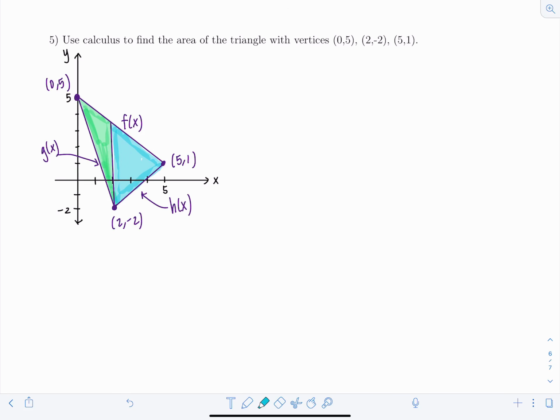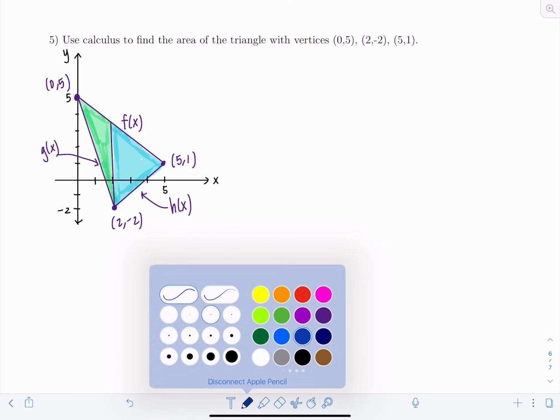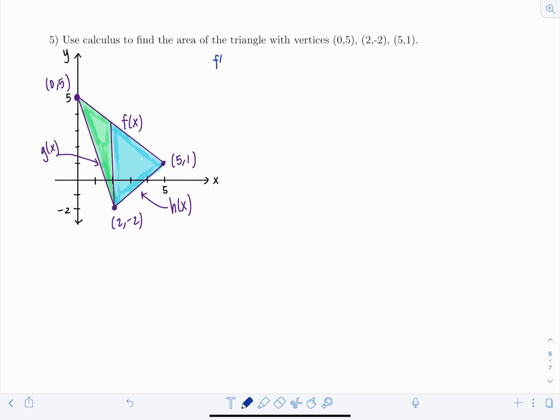Beautiful. So now let's find equations for f of x, g of x, h of x, and then we can get going. All right. So f of x, it's a line. So first let's find the slope. So it goes through (0, 5) and (5, 1). So I can do change in y over change in x. So this is going to give me negative 4 over 5. And then I actually have the y-intercept for f of x, right? That's b. So I can go straight to y equals negative 4/5 x plus 5. So f of x is negative 4/5 x plus 5.